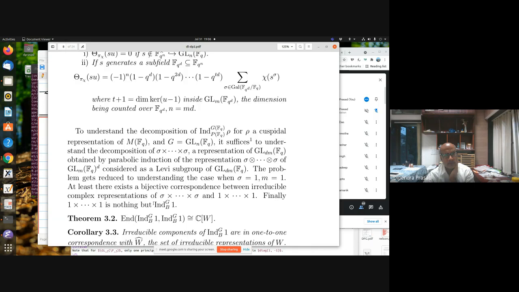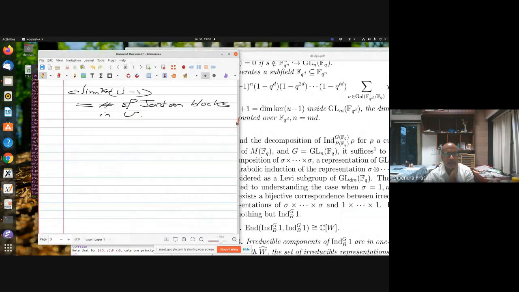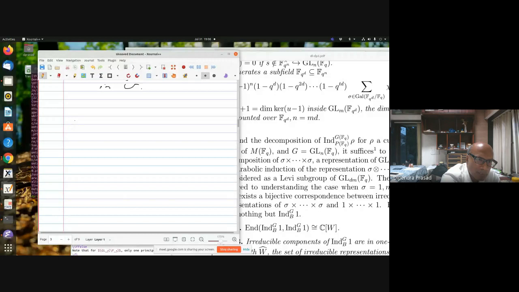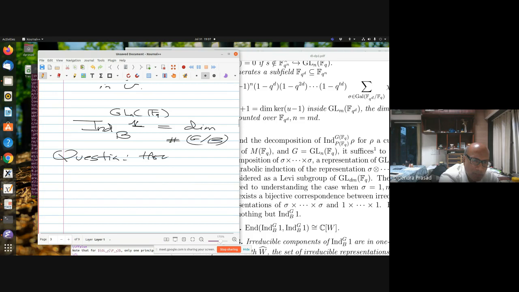So that is the question which one needs to understand. You do induction from B to GL_n(F_q) of the trivial representation, trivial one. The dimension of this representation equals the cardinality of G mod B. This is a GL_n(F_q) representation, and the question is, how does one decompose this?